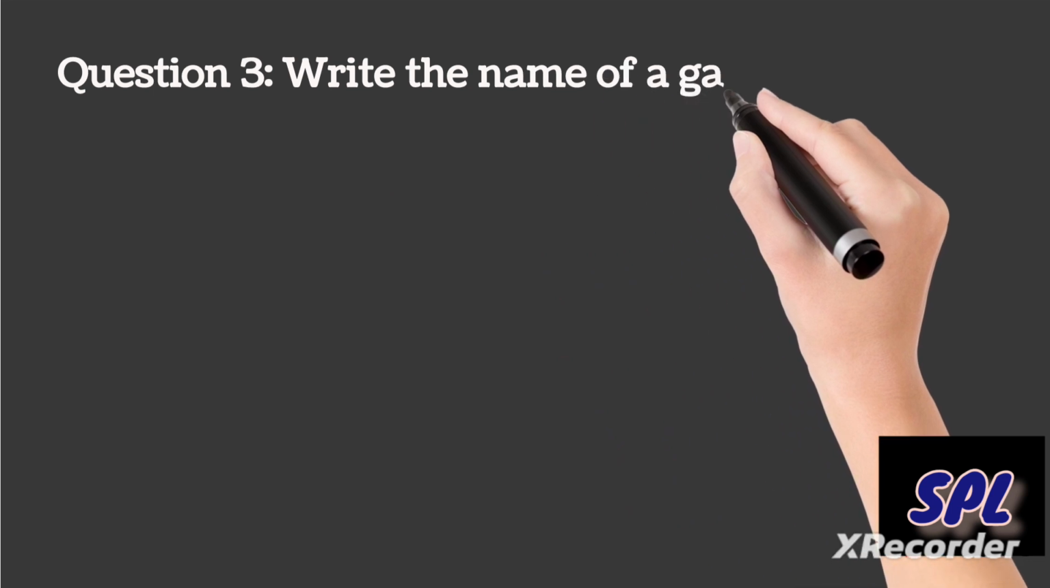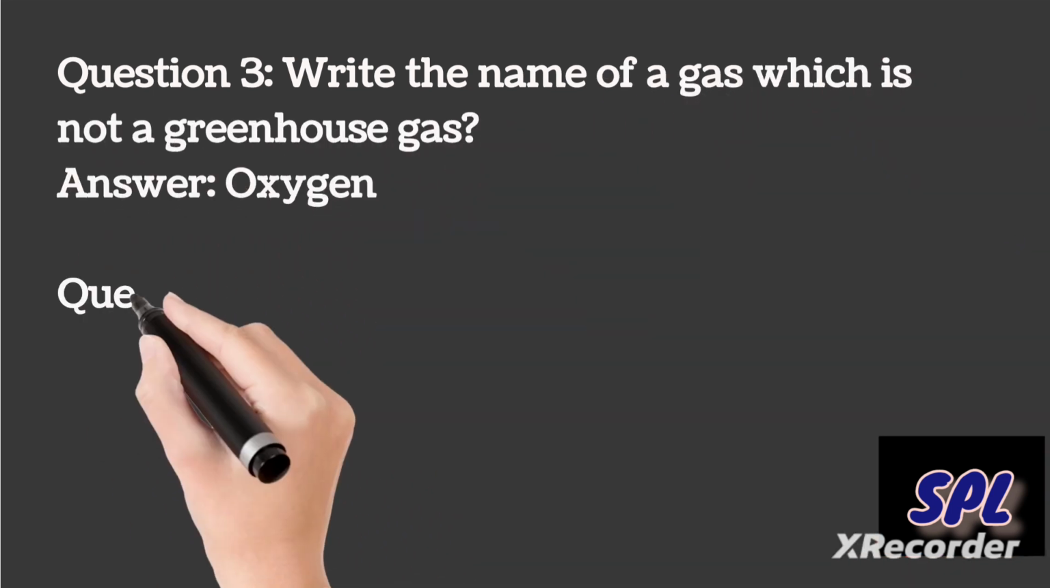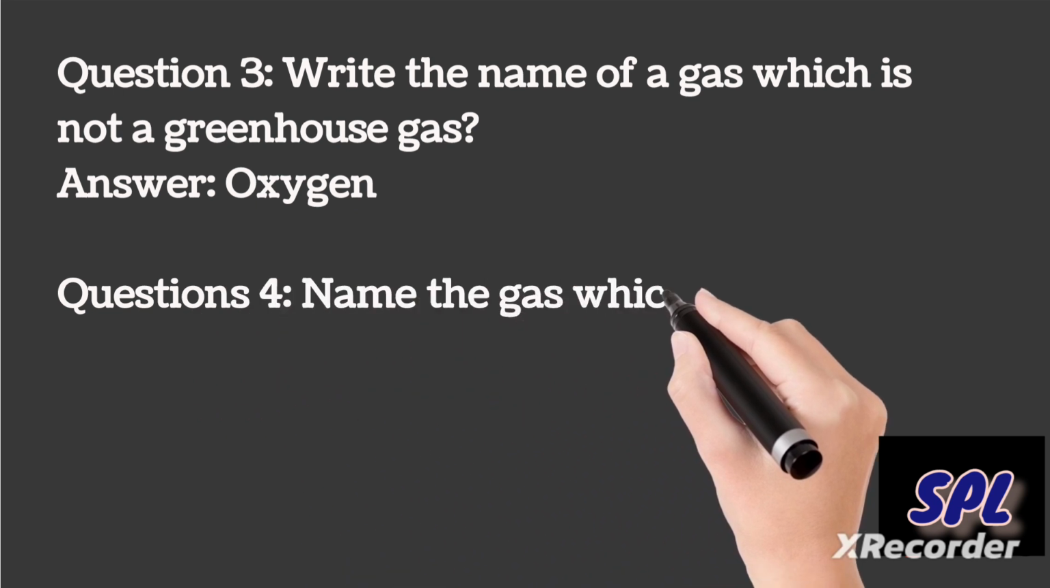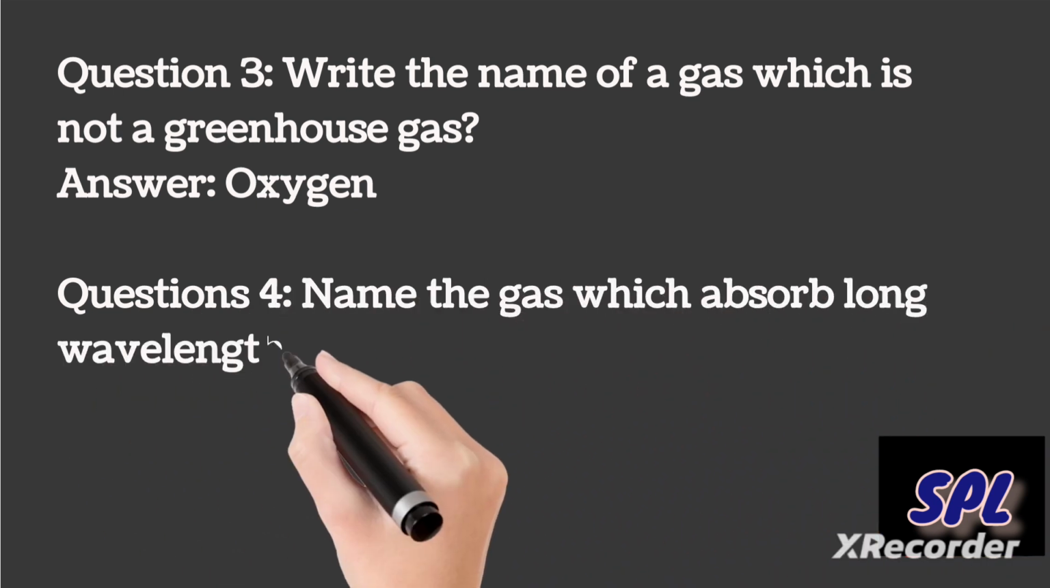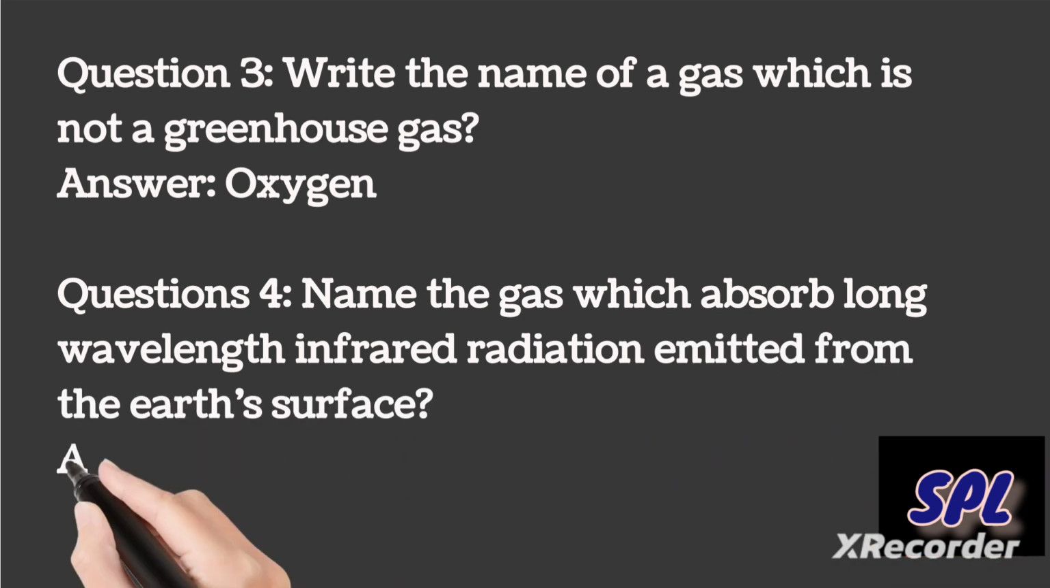Question 3. Write the name of a gas which is not a greenhouse gas. Answer. Oxygen. Question 4. Name the gas which absorbs long wavelength infrared radiation emitted from the Earth's surface. Answer. Methane.